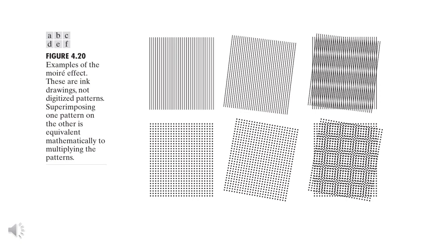And figure 4.20 shows the Moire effect using ink drawings that have not been digitized. Separately, the patterns are clear and void of interference. However, superimposing one pattern on the other creates a beat pattern that has frequencies not present in either of the original patterns. Here we can see an example of the Moire effect. These are ink drawings, they are not digitized patterns. Superimposing one pattern on the other is equivalent mathematically to multiplying the patterns. In particular, the Moire effect produced by two patterns of dots is the effect of interest in the following.